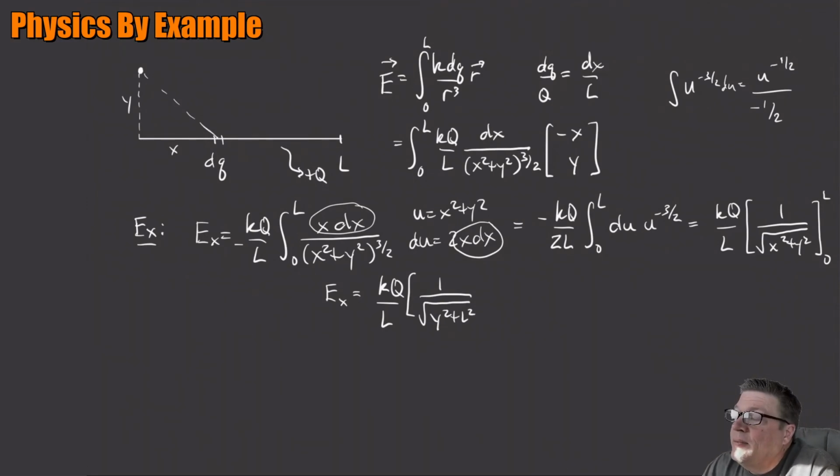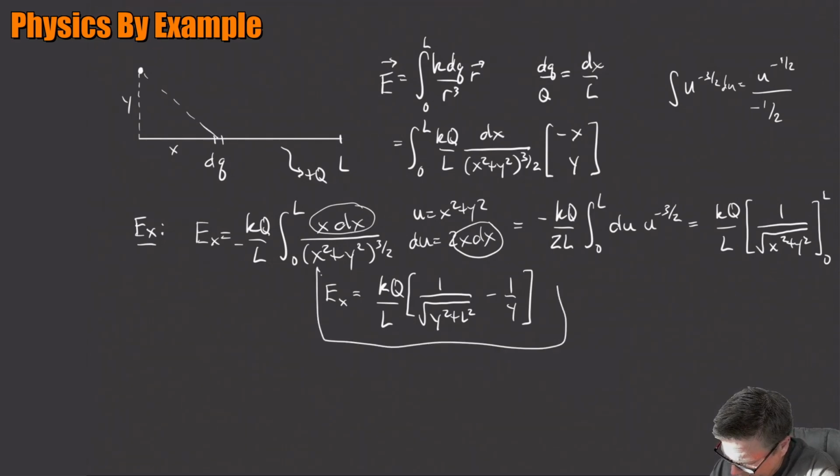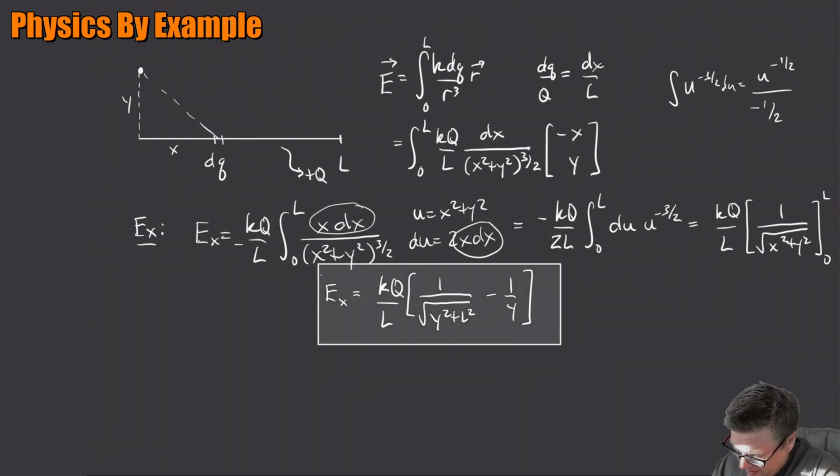And then when I plug in 0 for x in the bottom, then I get minus 1 over y. So I get minus 1 over y. That is it. That's the exact answer. There we go. So there's the x component of the electric field.